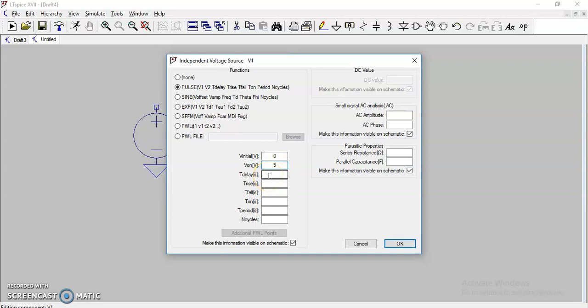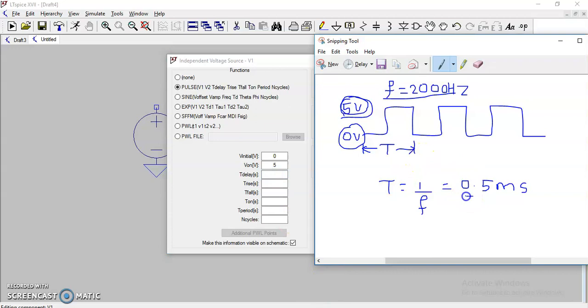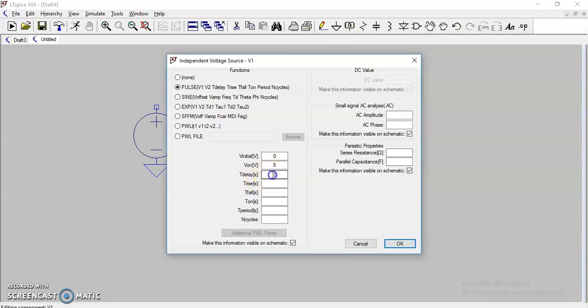And delay here is basically related to the time period of the signal, which is 0.5 millisecond. Half of this value is the delay here, which is equivalent to 0.25 millisecond. This is the delay time. So you just write here 0.25 millisecond.